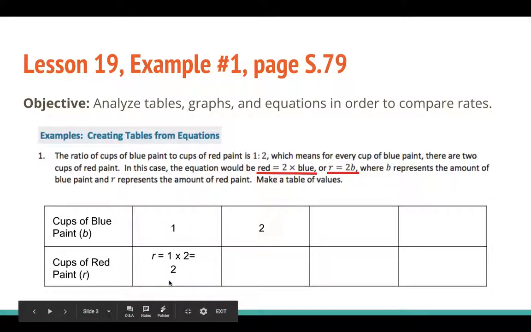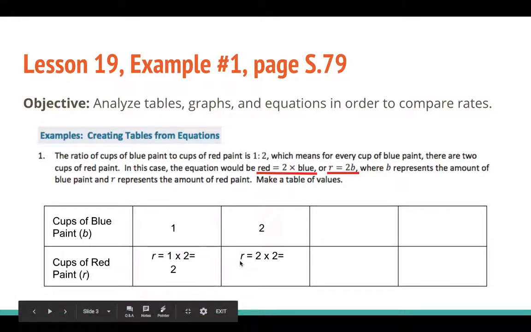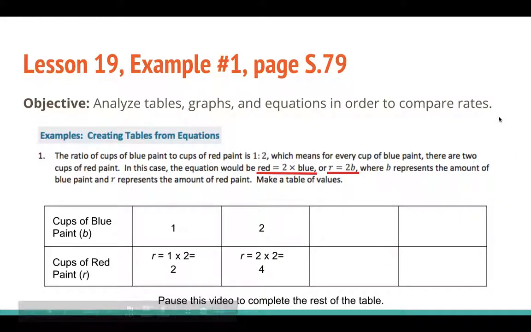If we have 2 cups of blue paint, we plug that in over here, and we know that R equals 2 times 2 cups of blue paint, which gives us 4 cups of red paint. So I would like for you to pause this video to complete the rest of the table. How many cups of red paint do you get with 3 cups of blue paint and 4 cups of blue paint?